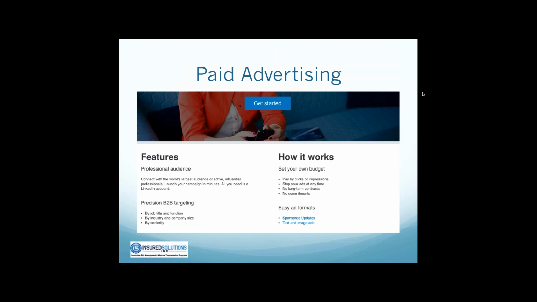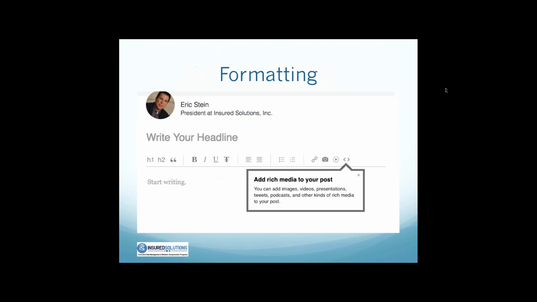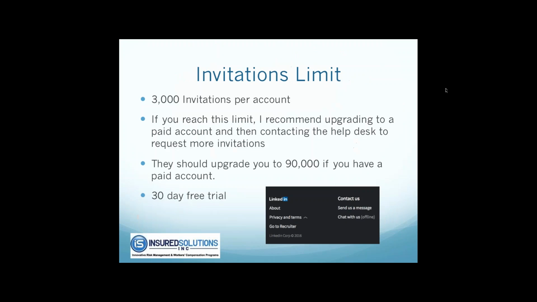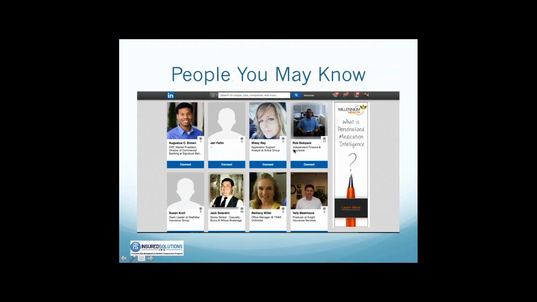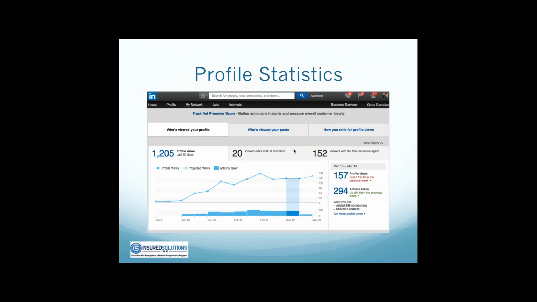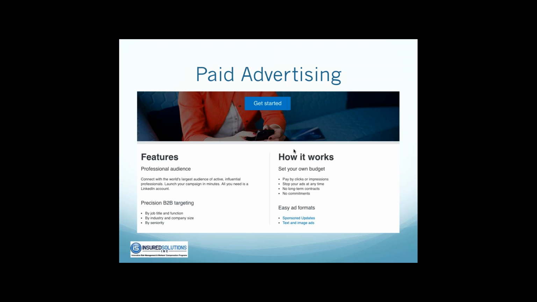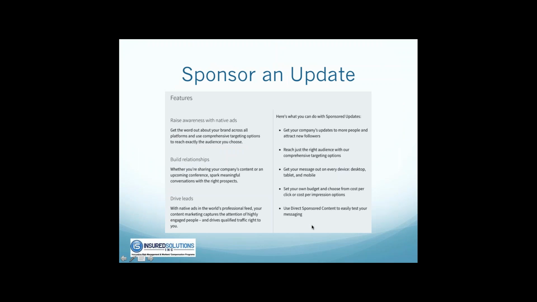If we go all the way back to Eric's page up here, you're basically just going to come over to this business services tab in the top right, and it's going to do a drop down bar like that, and you can click advertise. And it will take you to the page that I've screenshotted right here. And so what you're going to do is just click get started, and you're going to have the option for either a sponsored update or a text ad. So a sponsored update is the most simple thing that you can do for paid advertising.